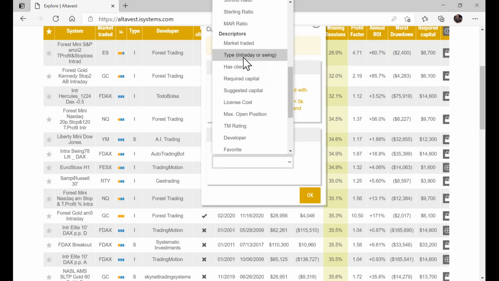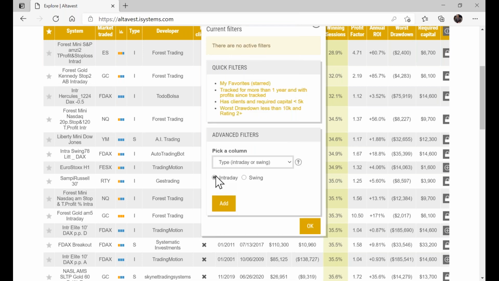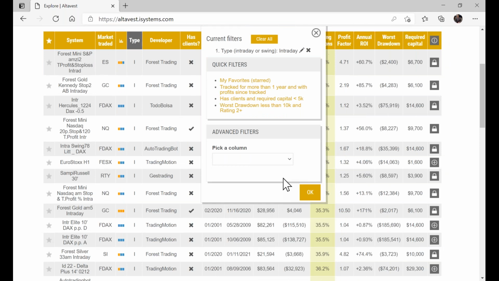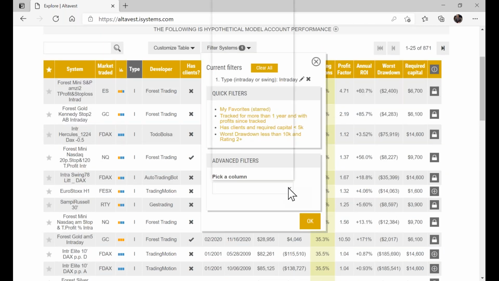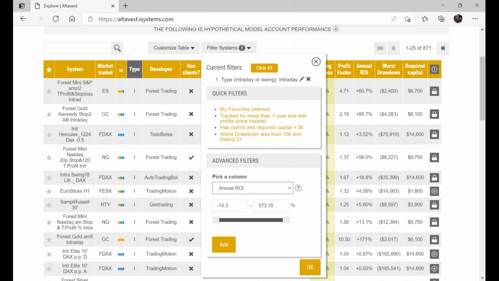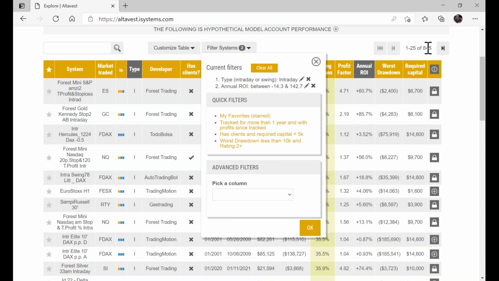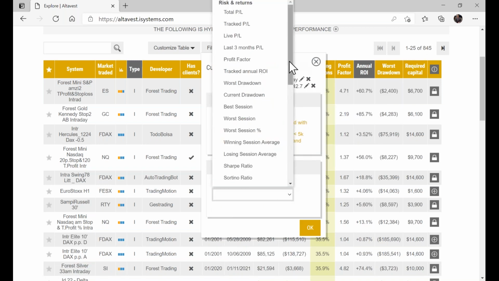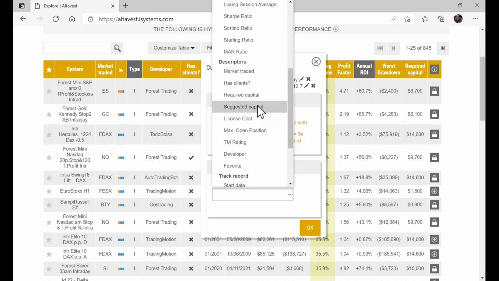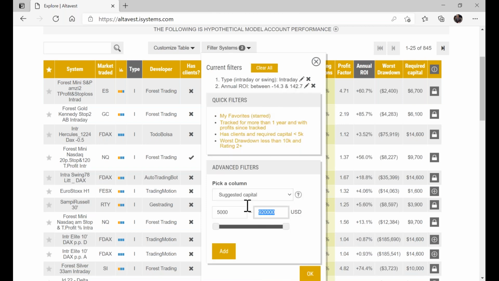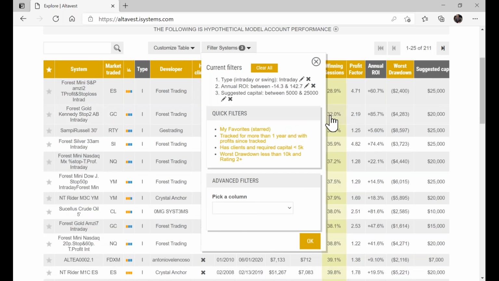Does it have clients? Is it intraday or swing? So let's, for example, we'll look at intraday systems only, and we have 871. Let's add another filter, annualized ROI. I don't know, let's do this. Just pick a random number. There's 845 that meet those filters now. And suggested capital is a good one. We always use suggested capital, and I'll tell you more about that. Maybe 5,000 to 25,000. So there's 211 systems that meet those criteria.